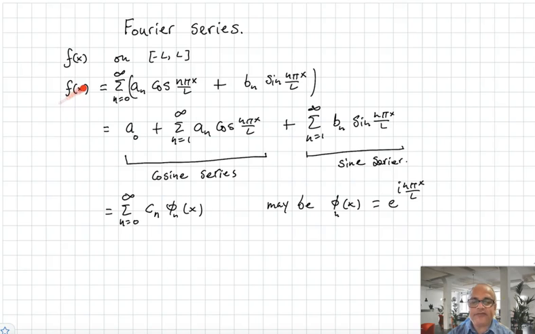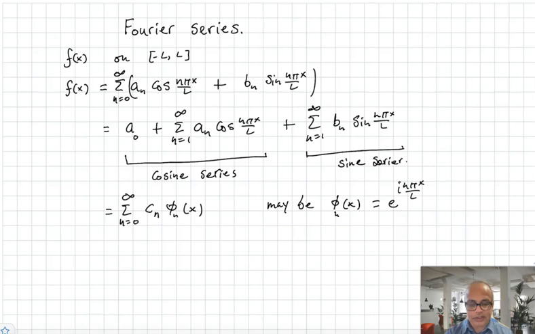If my function f of x is like an even function, or it is an even function, then I would expect that it is a cosine series. Similarly, if my function f of x is an odd function, then I will expect that it looks like sines.